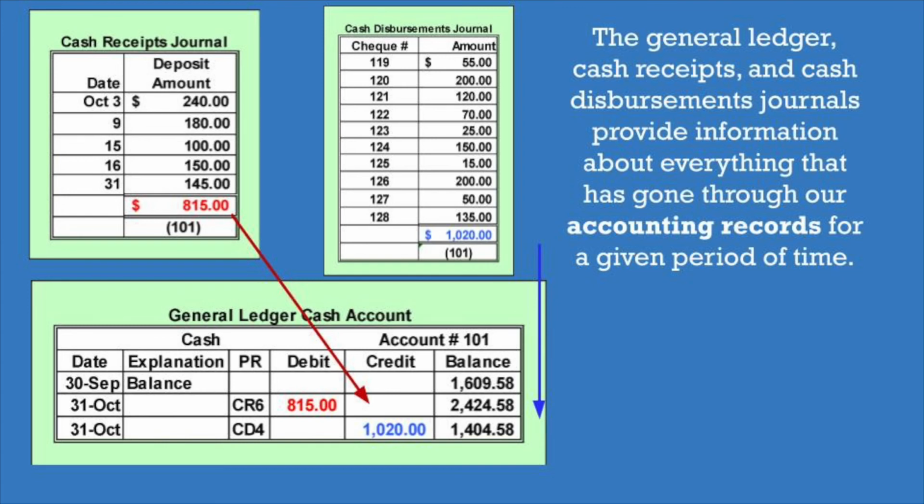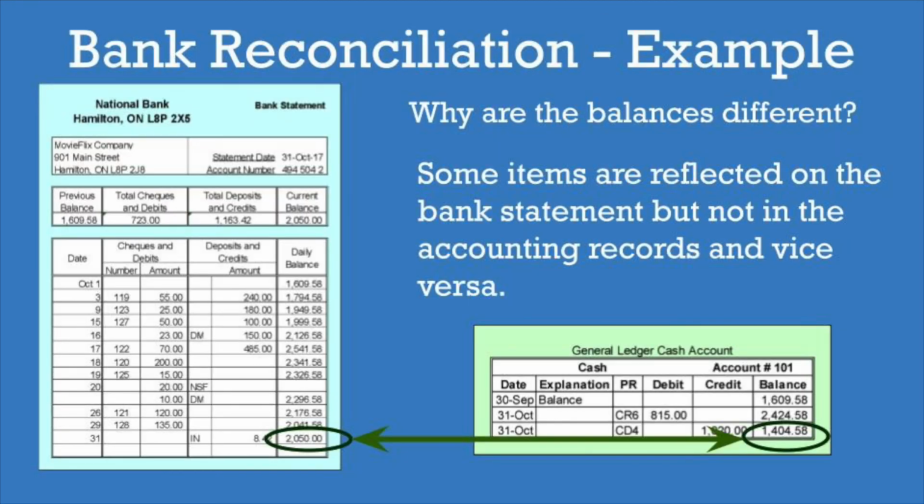However, the bank statement doesn't say $1,404.58. It says $2,050. So why is the bank statement different than our general ledger account? This is really what the bank reconciliation is supposed to do. It's supposed to rationalize why there is a difference.